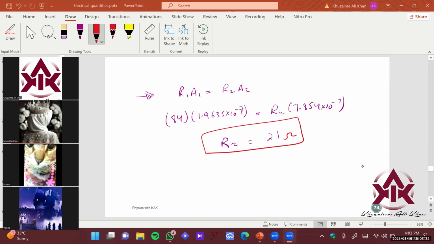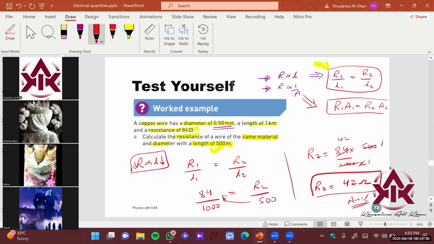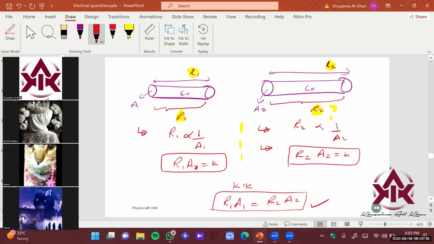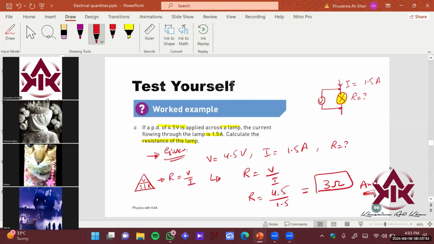Achari, I forgot one thing to cover here. That is the SI unit of resistance. Did I cover it? Let me go back. Go back, go back here.